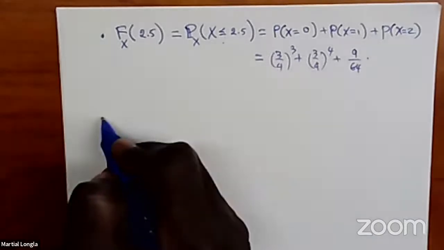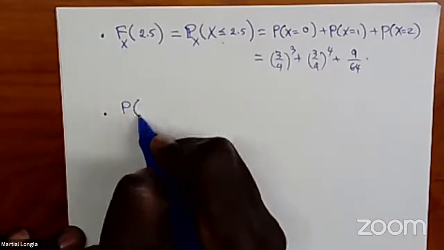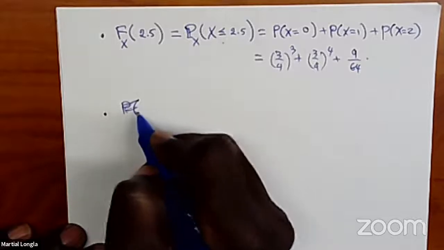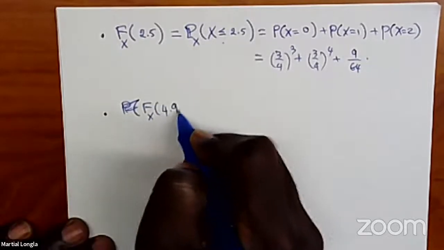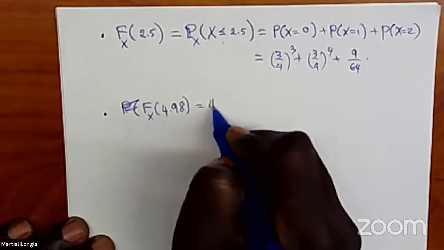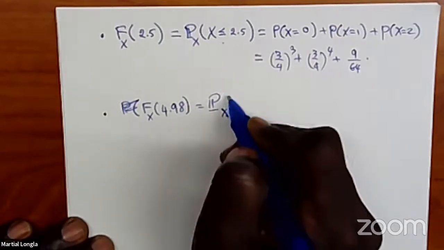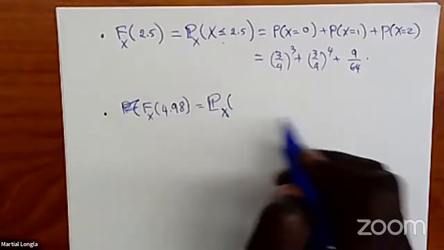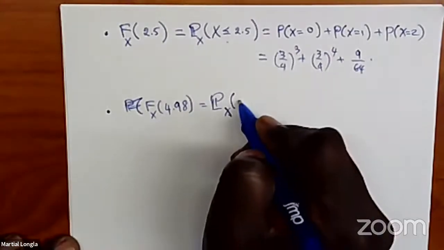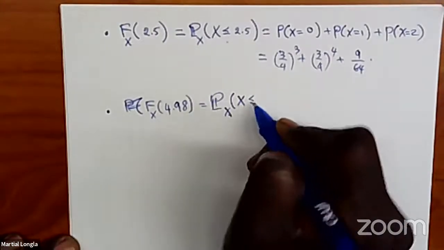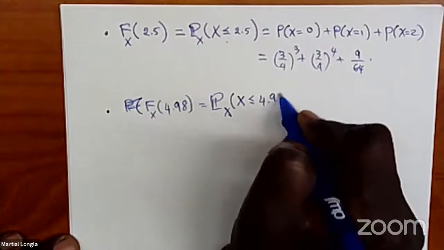And if I want the probability, say F_X of 4.98, that is the probability at X. I'm choosing some pretty crazy numbers here just for you to understand that you need to take care of the values that are in the range of X. That's all that matters, okay? That X is less than or equal to 4.98.